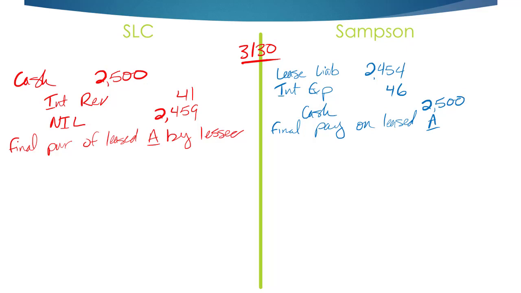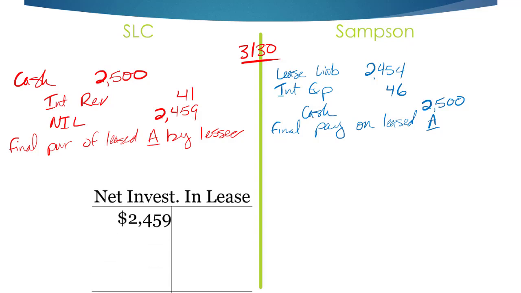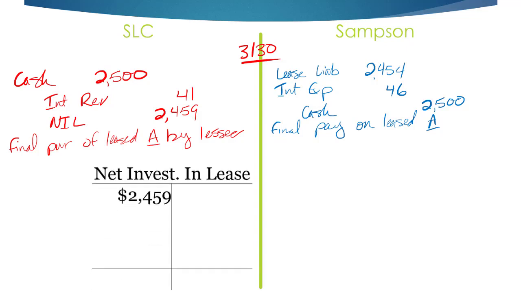Now, as far as my lessor is concerned, and as far as the payments are concerned for the lessee, this is done. Take a look. Here's my lessor's T account. We started with $2,459. I pay off $2,459. That's all that happens, but I end up at 0. So as far as SLC is concerned, this is done. My net investment in lease is 0, and I don't have the asset anymore, so I'm finished.